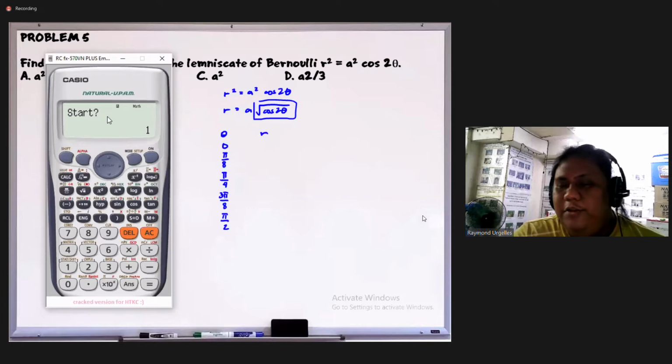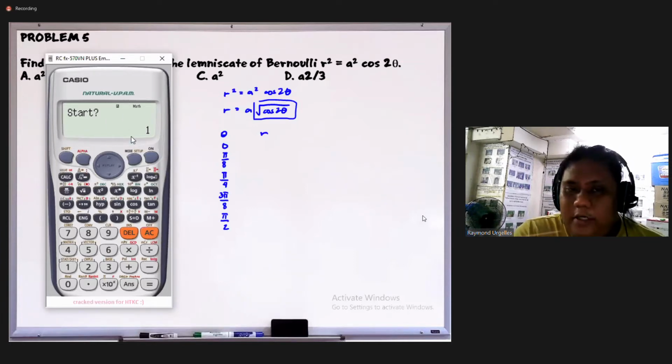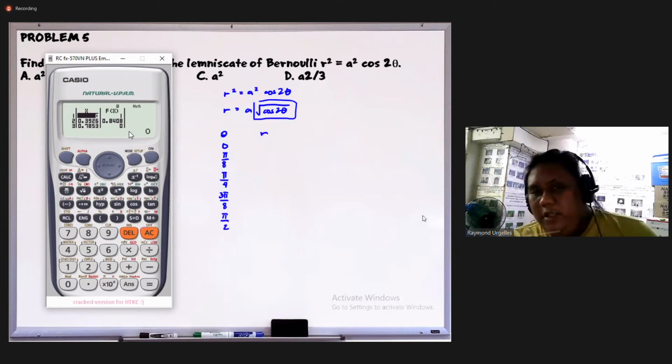On our 570 plus calculator there's no g of x, so I always skip it; only f of x is there. Our start is 0, so we enter 0. Our end is pi over 2. Then for the step, as you can see here, we keep adding pi over 8. So these are our values.